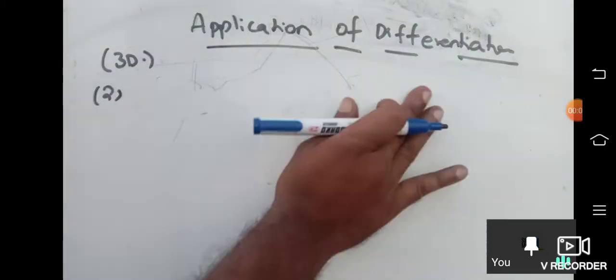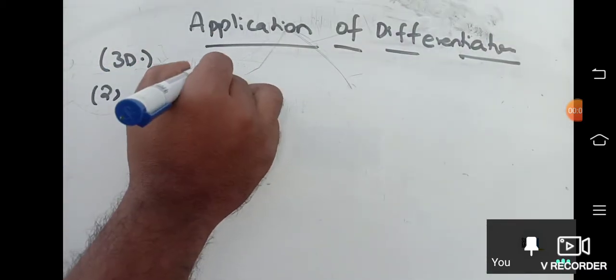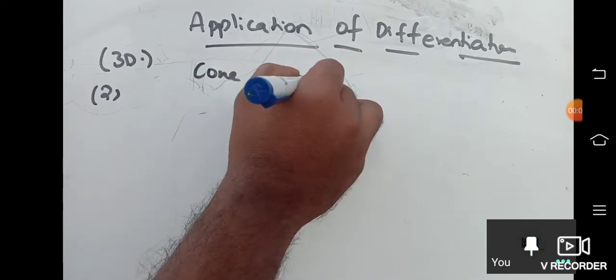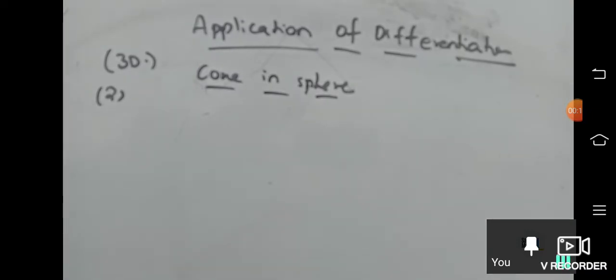Tell me, next, what are we discussing? Cone, sphere. Cone in sphere is also half of the sum, the previous sum only. Yes or no? Some values are common for all these three questions.